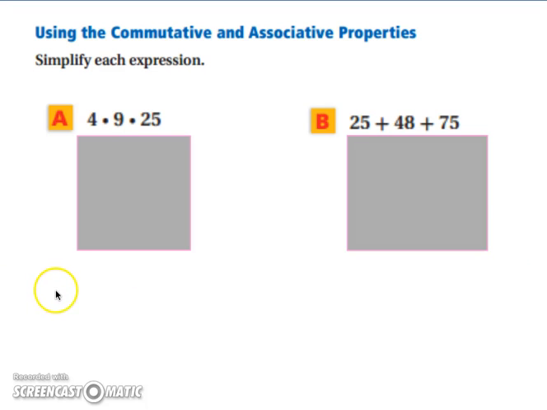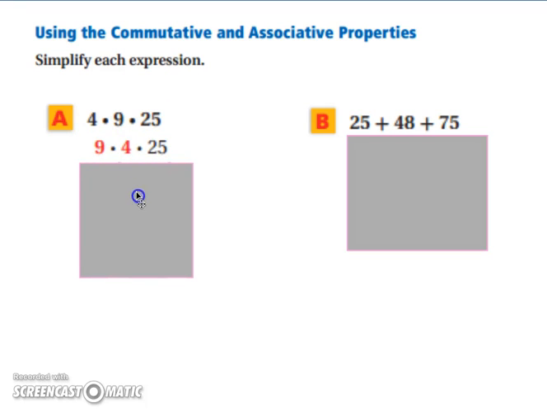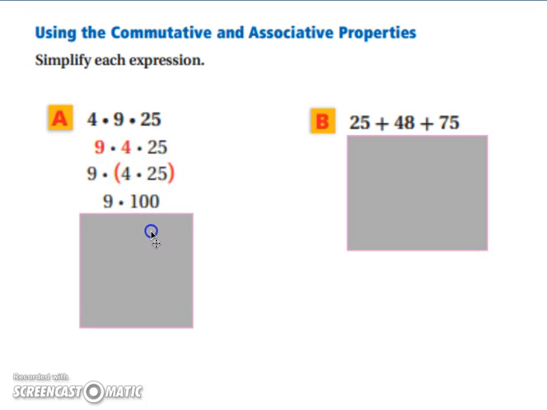Let's simplify each expression. So we're going to use the commutative and associative properties. We want to be able to do these mentally. Sometimes grouping things together in different combinations makes a problem easier to solve. So for this one, we're going to switch our 9 and our 4. This way we can multiply 4 and 25 first, because 4 times 25 is 100, and then do 9 times 100 to get 900.